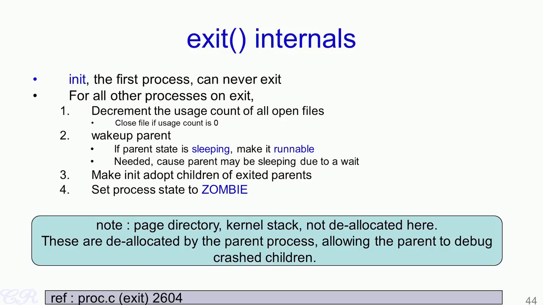Note that certain aspects of the process, such as the page directory and the kernel stack, are not deallocated during the exit. This metadata in the operating system is deallocated by the parent process, allowing the parent to debug crashed children. That is, suppose a process has crashed, the page directory and the kernel stack will continue to be present in the operating system, allowing the parent process to read the contents of the crashed child's page directory and kernel stack, thus allowing debugging to happen.